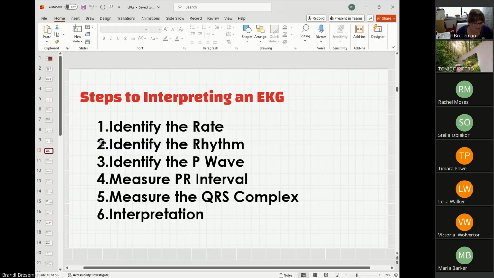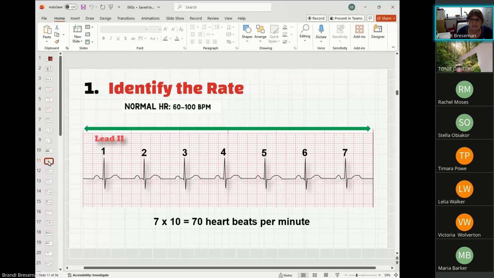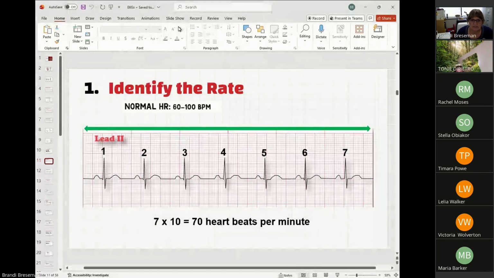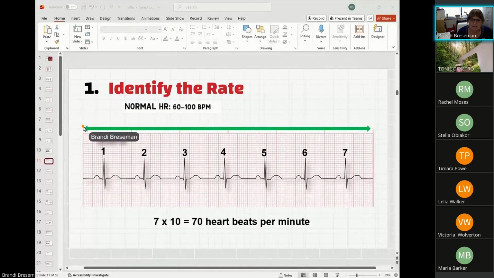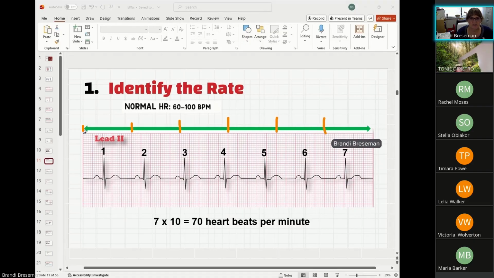So we're going to start with identifying the rate. So this is a 6-second strip, right? Here's 1 second. Between here and here is 1 second. Between there and there is my second, my third second, my fourth second, my fifth second, and my sixth second. So this is a 6-second strip.